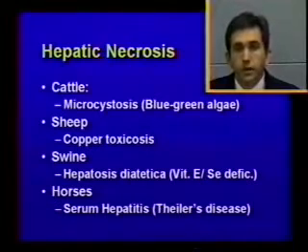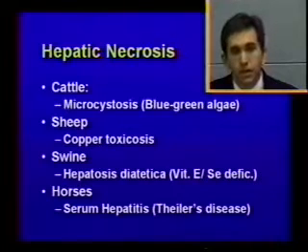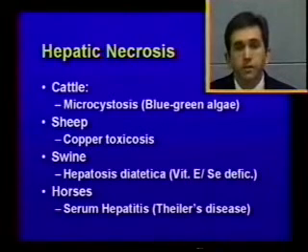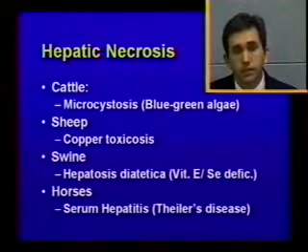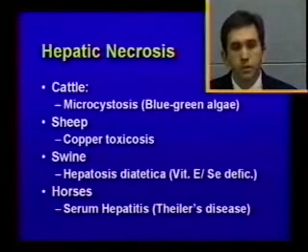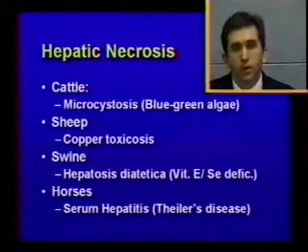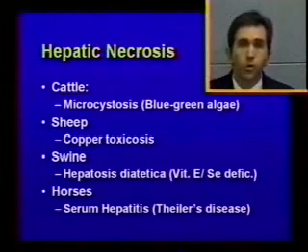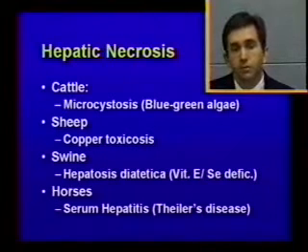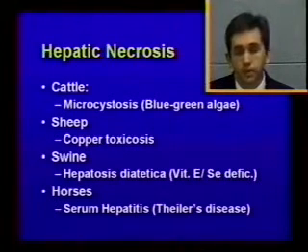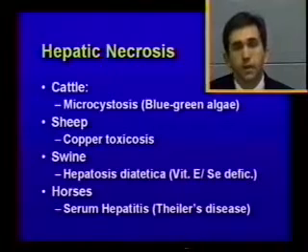In sheep, we know that this animal is very prone to copper toxicosis. This is probably due to an inherited trait of sheep, where levels of copper that are normally not toxic, at least to cattle, are highly toxic to sheep. And we see this in operations where cattle and sheep are kept together, and the farmer will feed the sheep the diet that was formulated for cattle. This results, in some cases, in copper toxicosis. This is seen as hemolytic anemia, but also as hepatic necrosis.